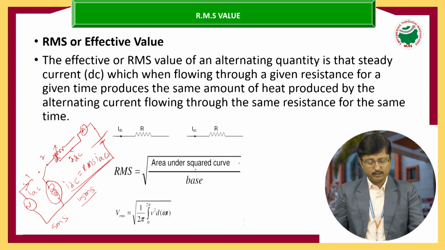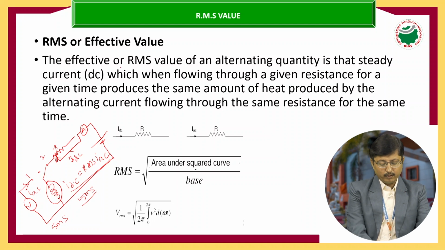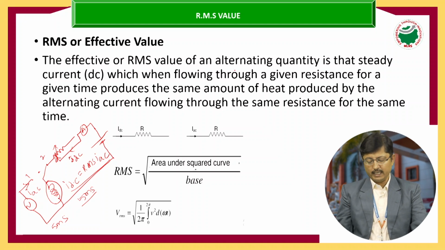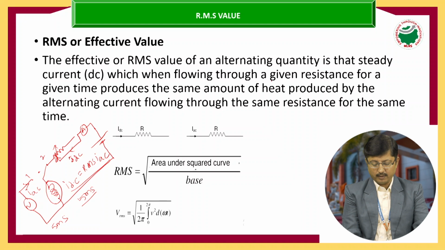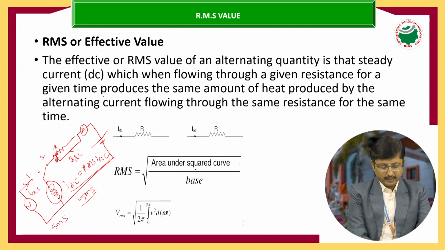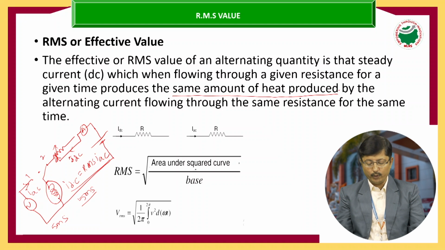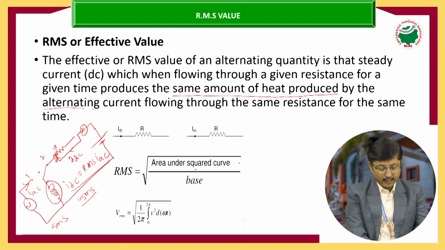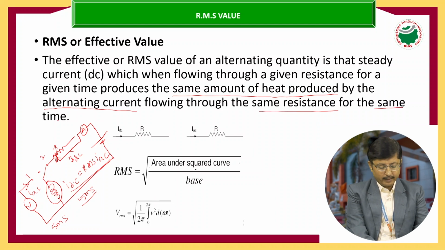Generally, we can define the RMS value here. The effective or RMS value of an alternating quantity is that steady DC which, when flowing through a given resistance for a given time, produces the same amount of heat as is produced by alternating current flowing through the same resistance for the same time.